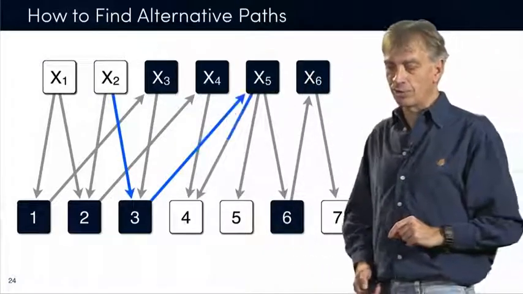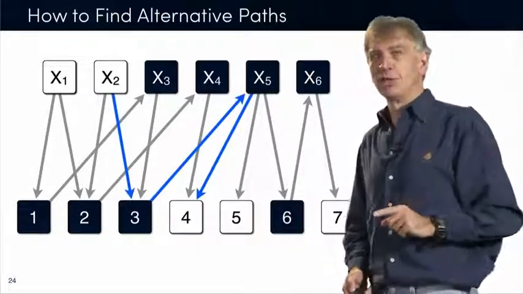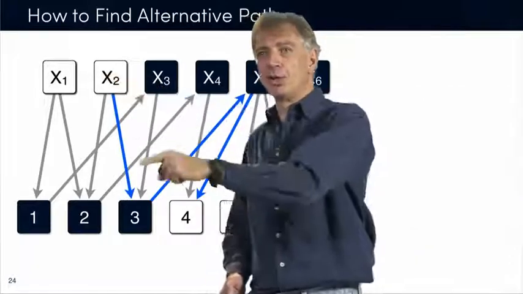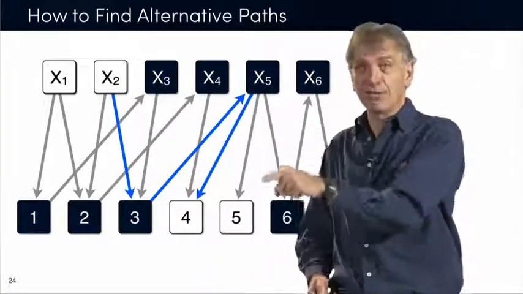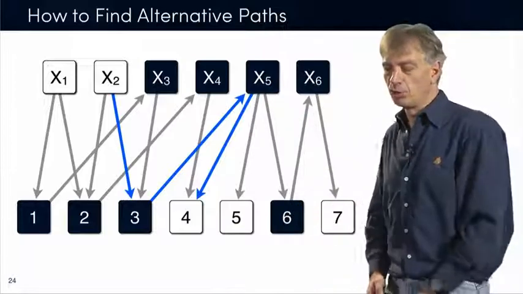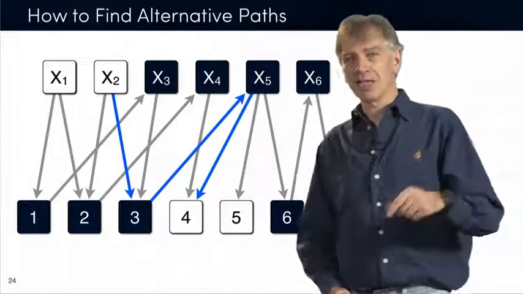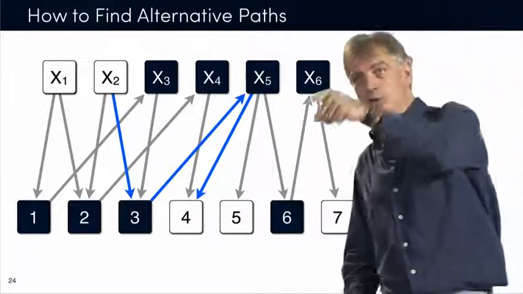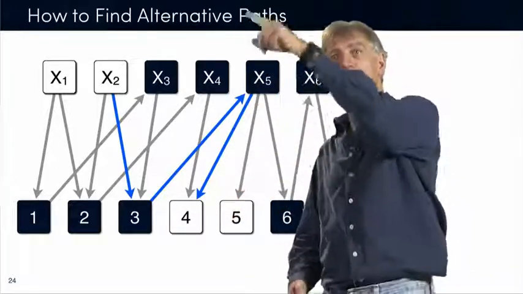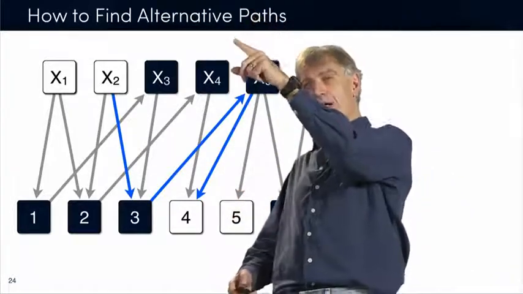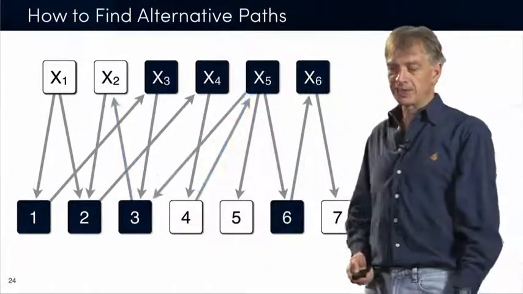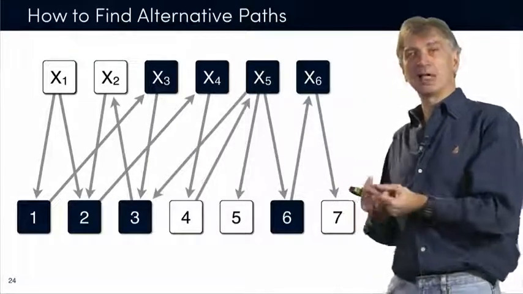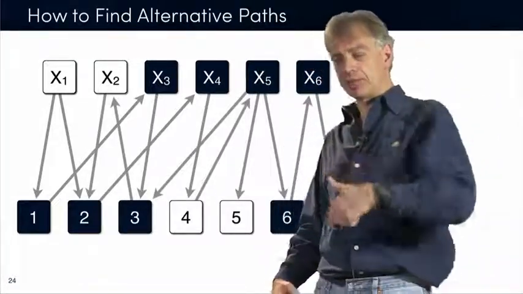So this is one of these beautiful paths. You start from x2, you go to value 3, then you go up to variable x5, and then you go down to value 4. Once again, it's nice. You start at the top, you go to the bottom with an edge which is not in the matching, take an edge which is in the matching to go back up, and then go down again. Now I can replace these: the edges which are in the matching are going up, and the edges which are not in the matching are going down.